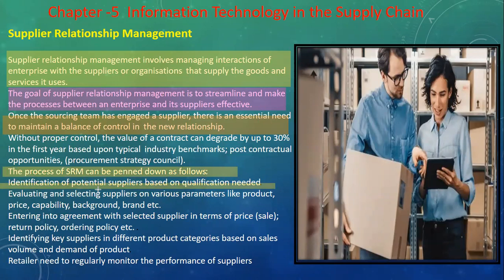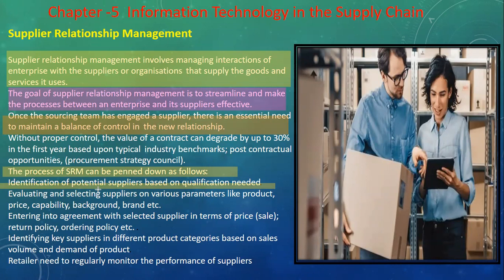on time. Now, the second point is evaluating and selecting the supplier on various parameters like product, price, capability, background and brand. So selection of supplier is based on these parameters. What are these? The product. What is the product service level?